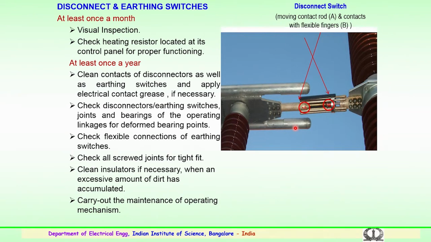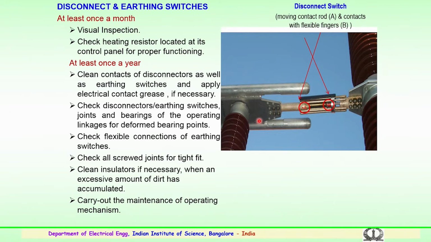So, apart from a regular monthly maintenance, at least once in a year the following have to be attended to: the contacts of the disconnector switches and the earthing switches have to be properly cleaned, and electrical contact grease, if necessary, has to be applied for smooth contact and to check whether corrosion is forming near or on the contact.